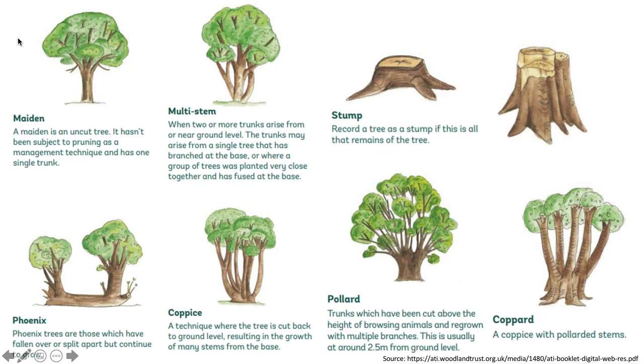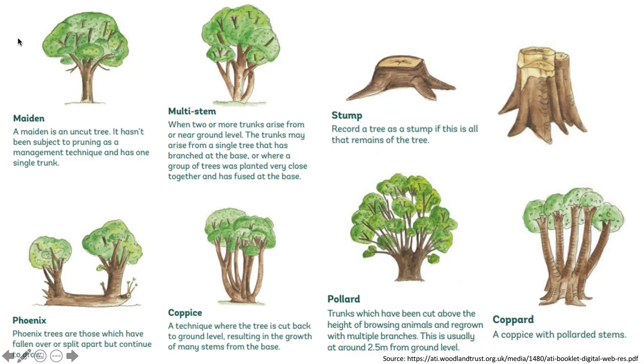A maiden is an uncut tree. It hasn't been subject to pruning as a management technique and has one single trunk. So this is basically where the tree's been left to grow, and it has this single trunk. Next, you've got this multi-stem, when two or more trunks arise from or near ground level. The trunks may arise from a single tree that has branched at the base, or where a group of trees was planted very close together and they've fused at the base.